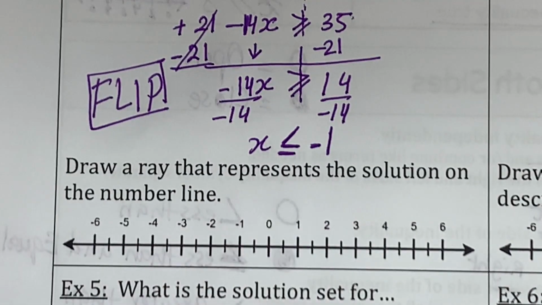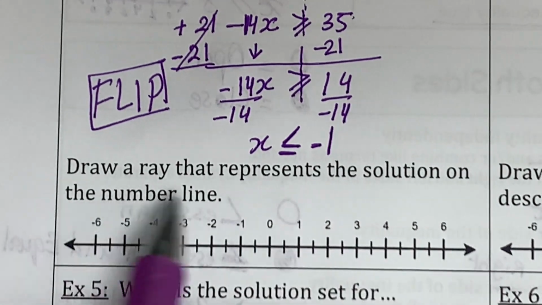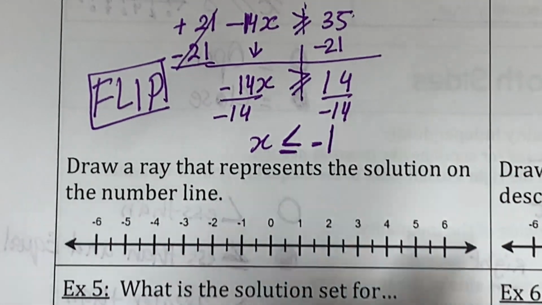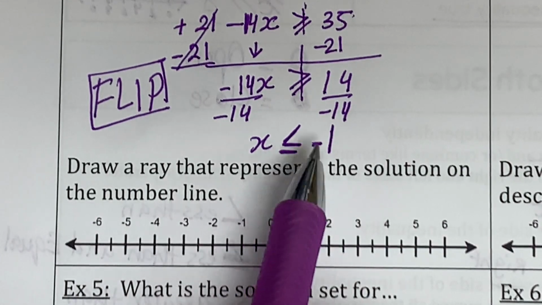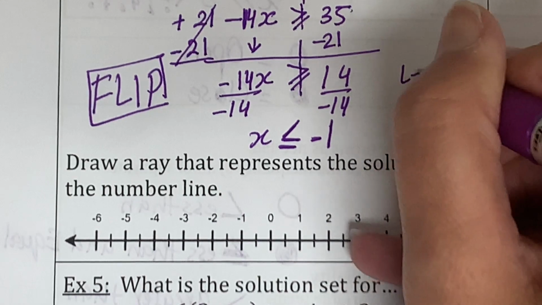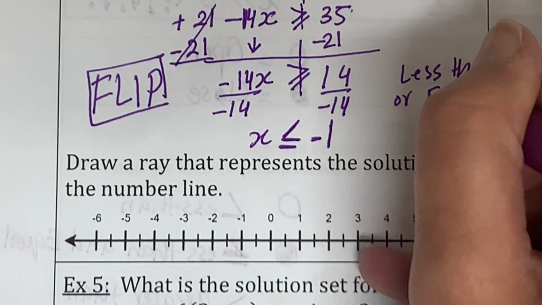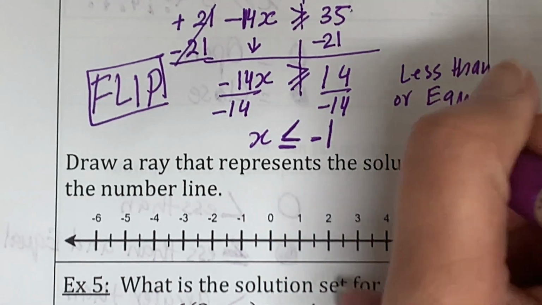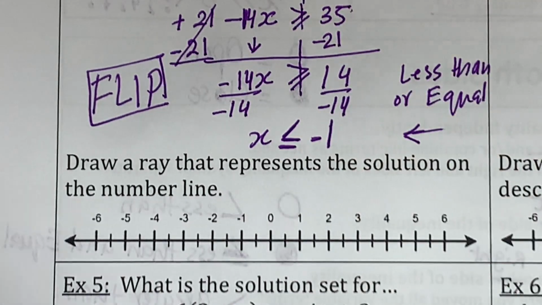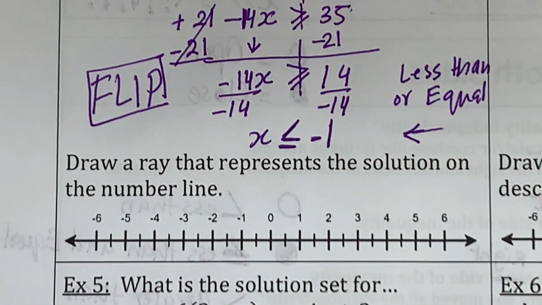I have my answer. All I have to do is now draw the number line. Draw a ray that represents a solution on the number line. X is less than or equal to -1. Now you have to pay attention to what it is. It is less than or equal. Less than means it should be going backward. And if it's equal, that means -1 is part of my answer.